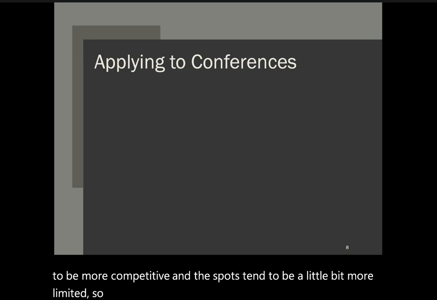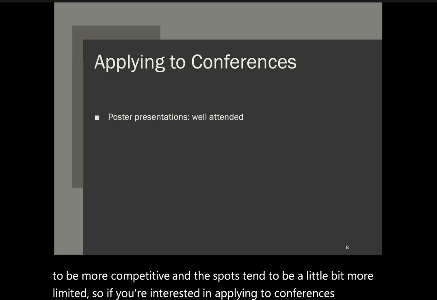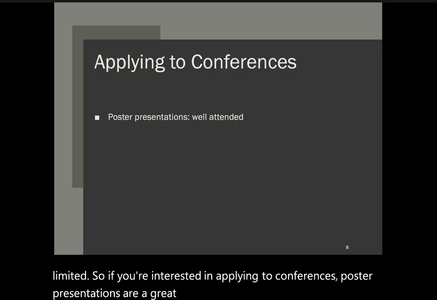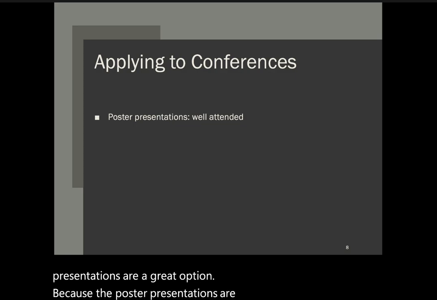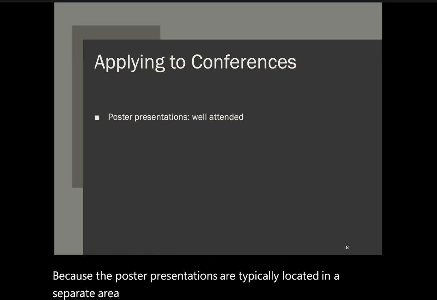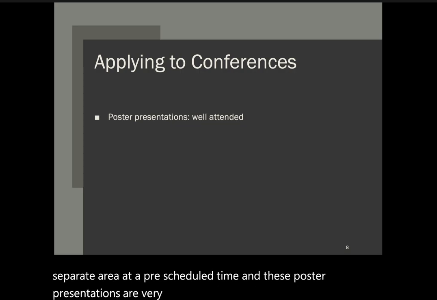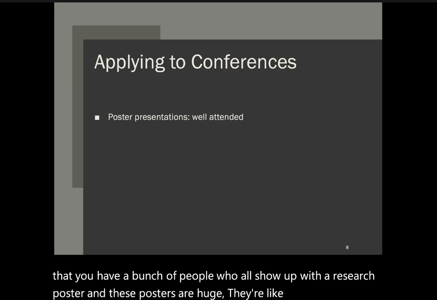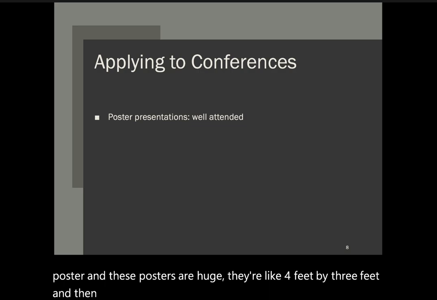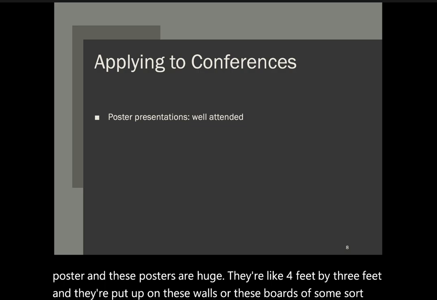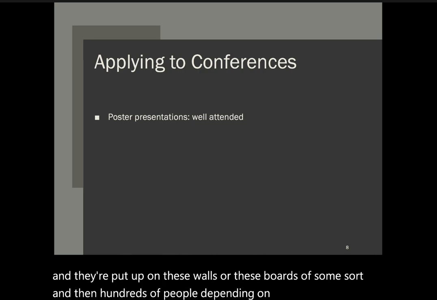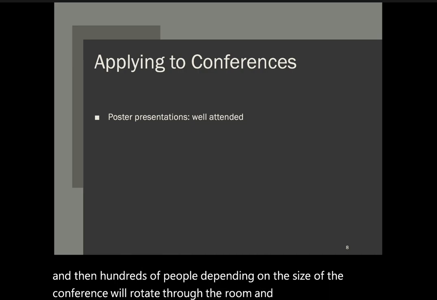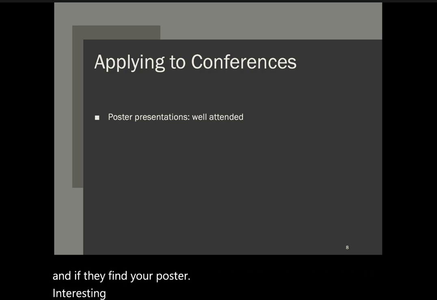So, if you're interested in applying to conferences, poster presentations are a great option because they are typically located in a separate area at a pre-scheduled time, and they are very well attended. The way it works is that you have a bunch of people who all show up with a research poster, and these posters are huge. They're like 4 feet by 3 feet, and they're put up on walls or boards of some sort, and then hundreds of people, depending on the size of the conference, will rotate through the room and look at your poster. If they find your poster interesting, they'll stop and talk to you.